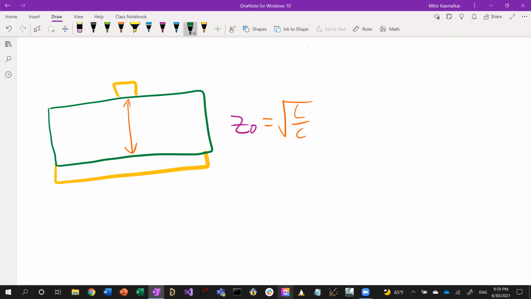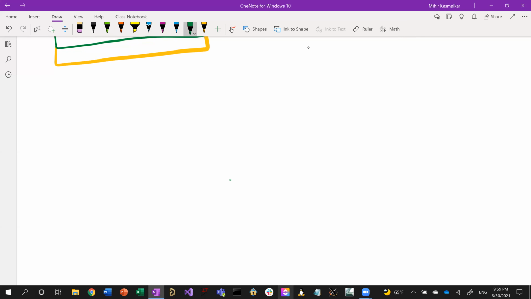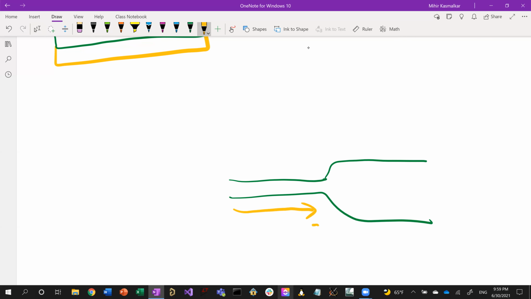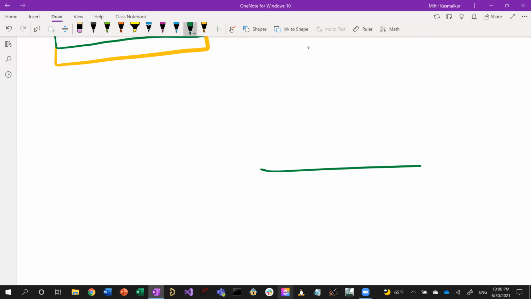Like if you have a trace and then suddenly it widens into a larger width, then you'll have an incident wave coming in, but you'll also see a reflected wave coming out and a transmitted wave. And so these waves can lead to ringing, or they can cause other signal integrity issues, and so you don't want them to be there. So you want there to be a uniform impedance. You want the impedance to be the same, often across the entire length of the trace.